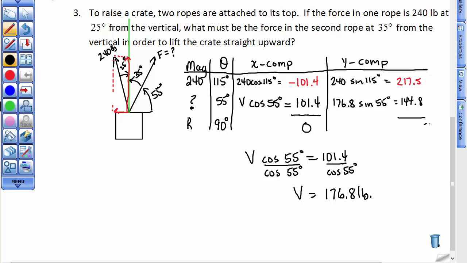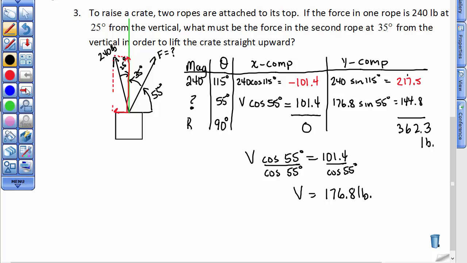So the 8 and 5 is a 13, carry that 1. 8 and 4 is 12, carry the 1, 6. You'd be lifting with 362.3 pounds of force in a vertical direction because we've canceled out the x components. So kind of a tough problem. I love this problem though. I just want to lift upward. I want to lift that crate upward.